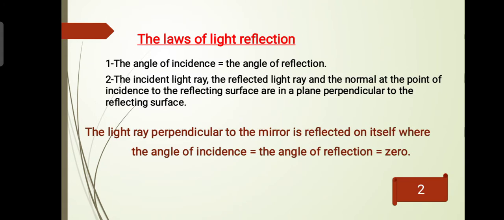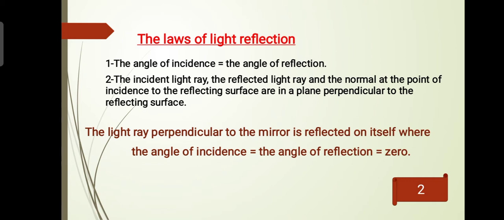Next, we have two laws of light reflection. The first law is the angle of incidence equals the angle of reflection. For example, if the angle between the incident light ray and the normal is 30, it reflects with 30. If the angle between the incident light ray and the normal is 15, it reflects with 15. So the first law: the angle of incidence equals the angle of reflection.